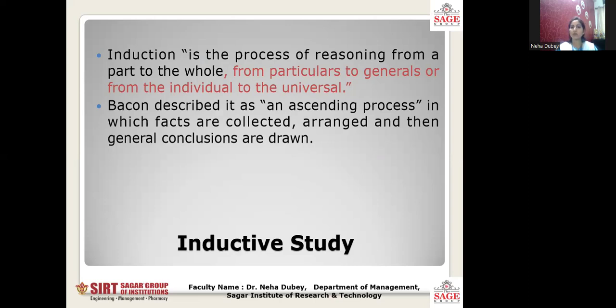So induction is the process of reasoning from the part to the whole, or from particular to the generals, from the individual to the universal. So this is the thing which we will study here. Bacon described it as an ascending process. In the deductive method, hopefully you will remember that it is a descending process. In the inductive method, it is an ascending process in which facts are collected, arranged, and then general conclusions are drawn. So it is from particular to the generals or from the individual to the universal, right?